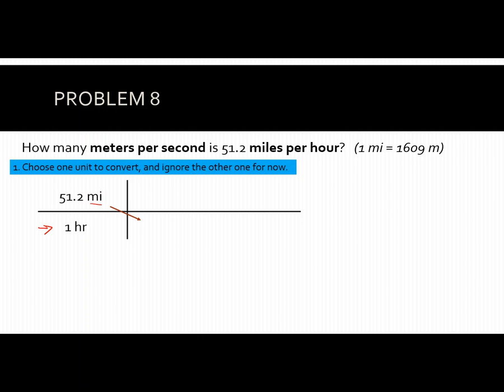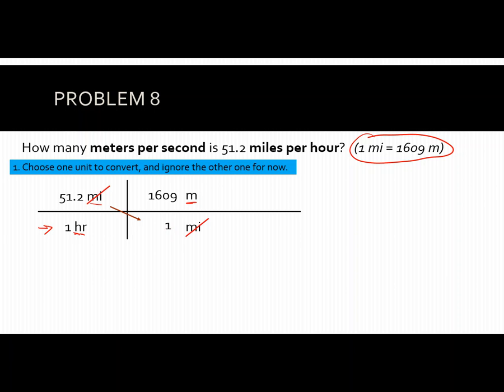All right, diagonal down the mile, okay? And from there, over here, it gave you the conversion factor. We're going to put in our 1609 meters equals 1 mile. So the miles are in and canceled. So now we have meters, that's good.